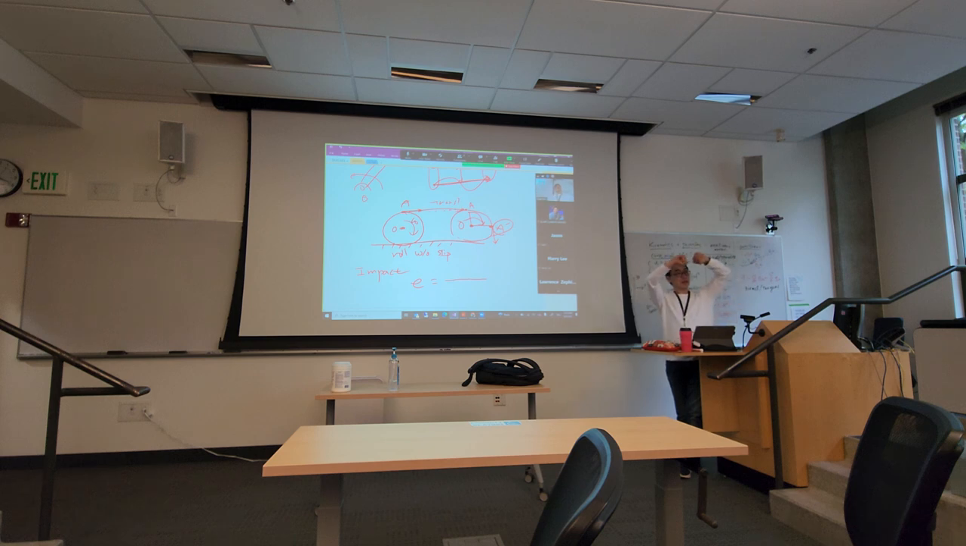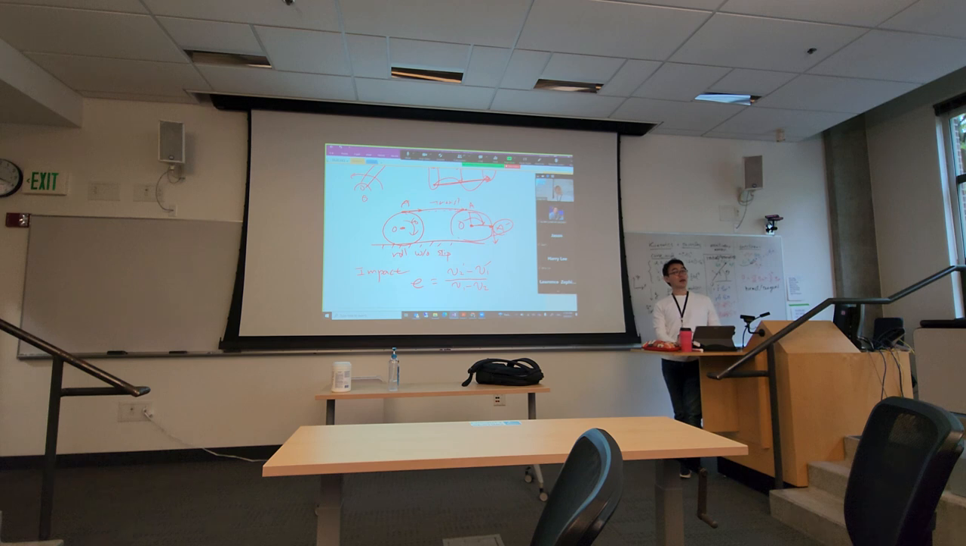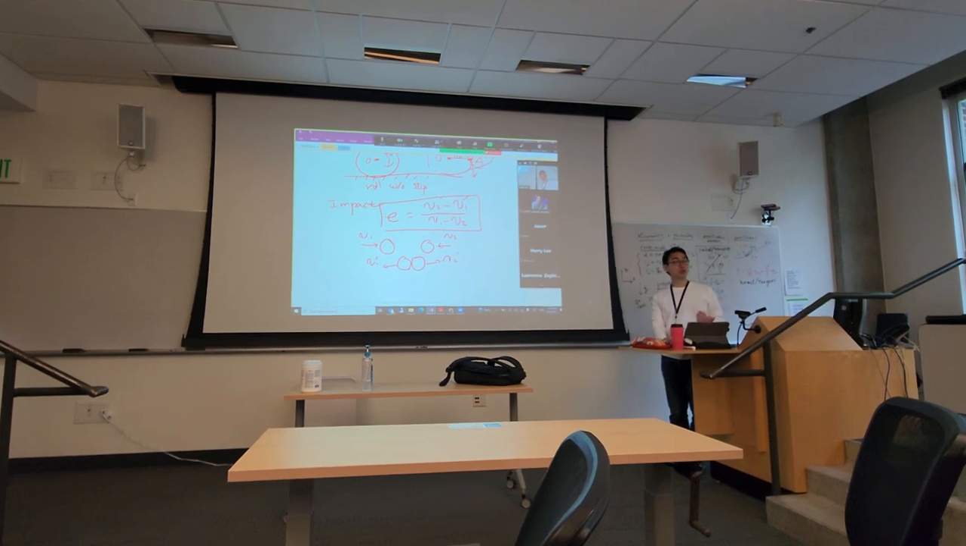If there is a collision happening between two particles, we can find the differences of velocities after, and this is before. So for example, if you have two particles flying with initial velocity like this, after they meet and go through deformation and restitution, they will fly back with final velocity like this. Then you can find the relationship between the differences of velocities, and this is called the coefficient of restitution.